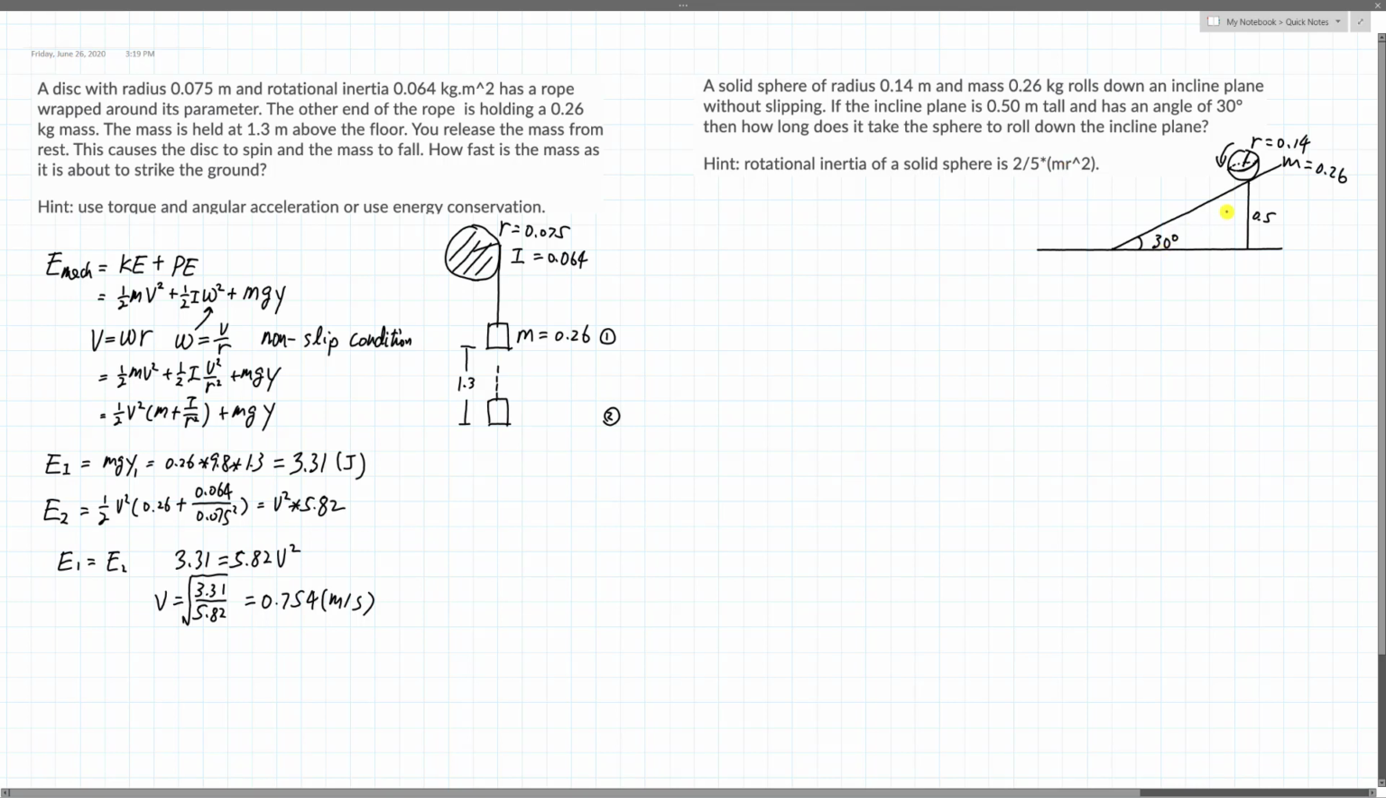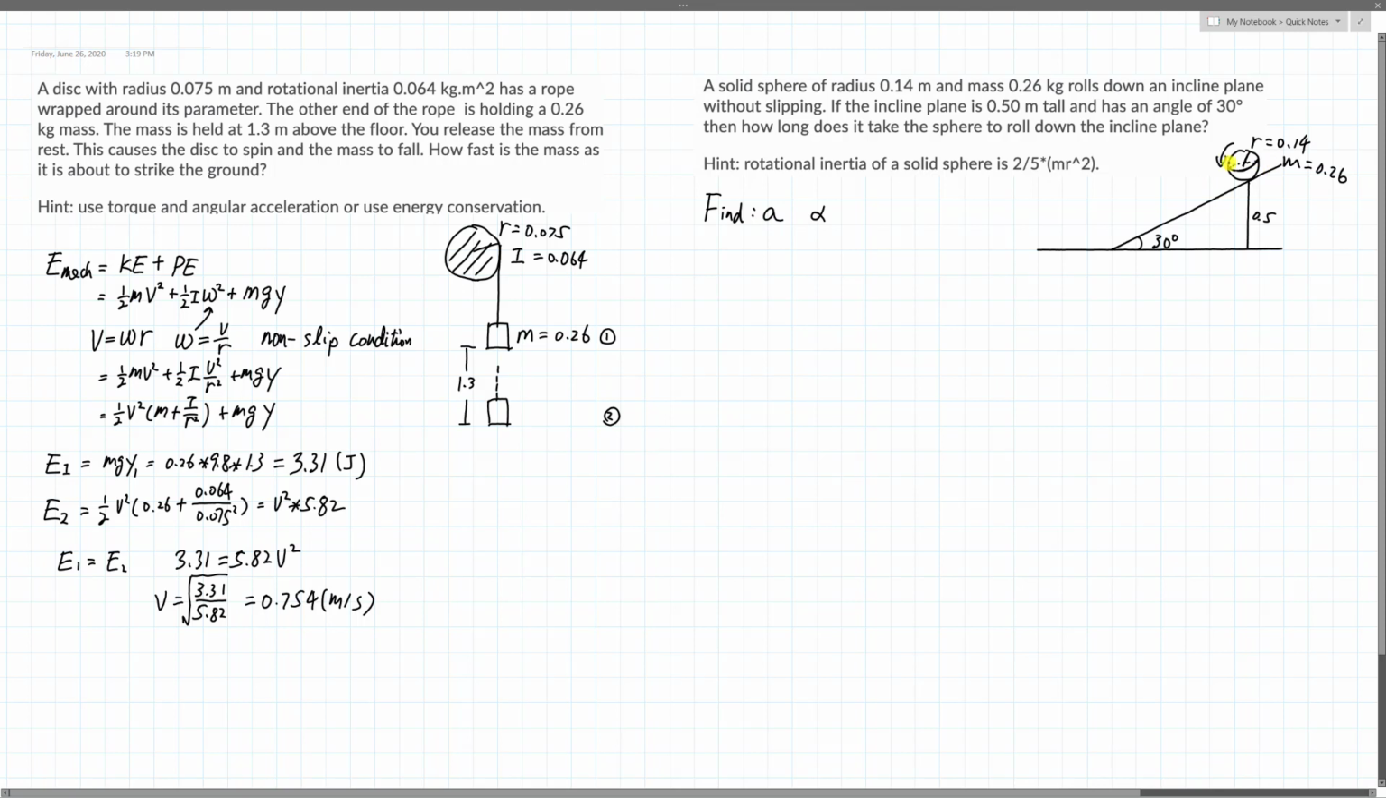So we're given a lot of these parameters. The way to find out time is to find acceleration, right? If you know the acceleration and you know how far this sphere has to roll down, then you can use one-dimensional kinematics. So we'll focus on finding the acceleration. But since it's a rotation problem, we'll probably first find the angular acceleration, or somehow convert this into linear acceleration in order to find it.